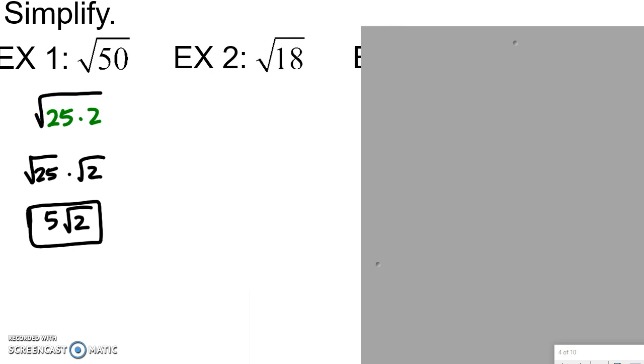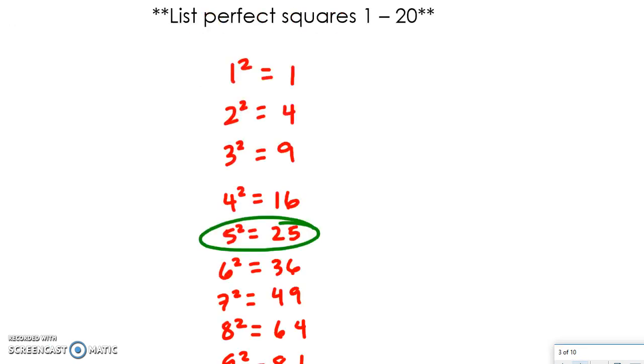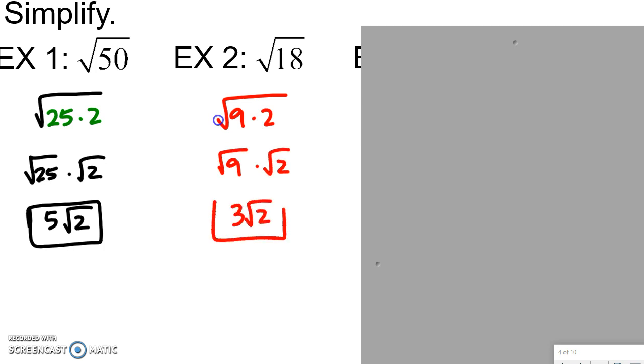The square root of 18. So the perfect square from my list that goes into 18 would be 9. So I'm looking here on this right side, this list here, and I go bottom to top. So the biggest perfect square that goes into it would be 9. And this is 9 times 2. So then I can separate these, and I get 3 square root of 2. The 3 and the square root of 2 are next to each other, that implies multiplication.